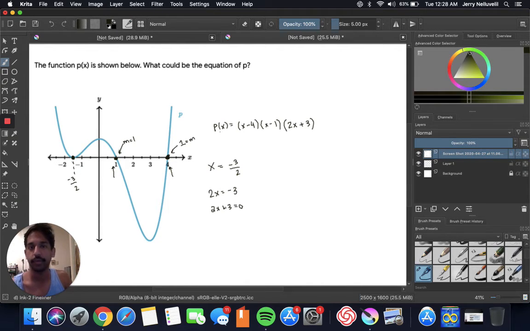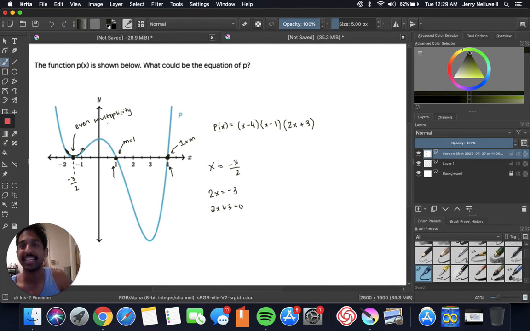Here at negative 3 over 2, something interesting is happening. It's not going through the point. It's touching the x-axis. We see it touching the x-axis and then bouncing up and going up. This means that this is going to have an even multiplicity, like we saw in the previous question.